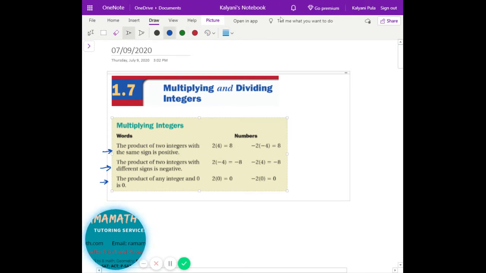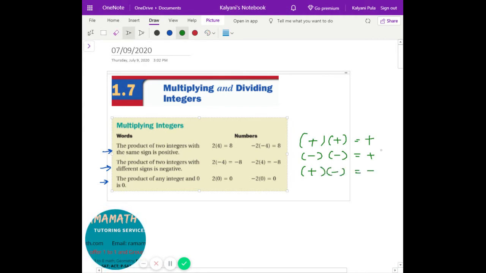So anything times 0 is always 0. Remember that, okay? It doesn't matter how big a number you have, if you multiply by 0, it always becomes 0. And the other one is two positive numbers, a positive times a positive, it's always a positive. And two negatives also becomes positive. But one positive, one negative gives you a negative.